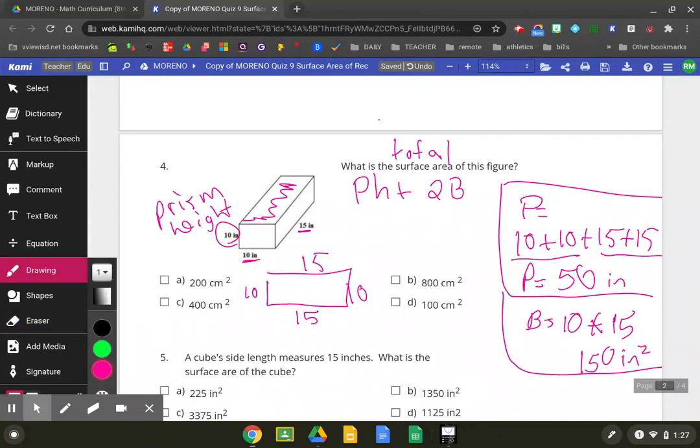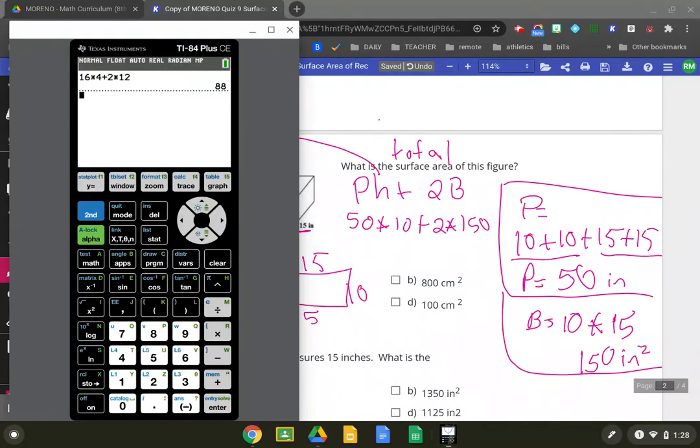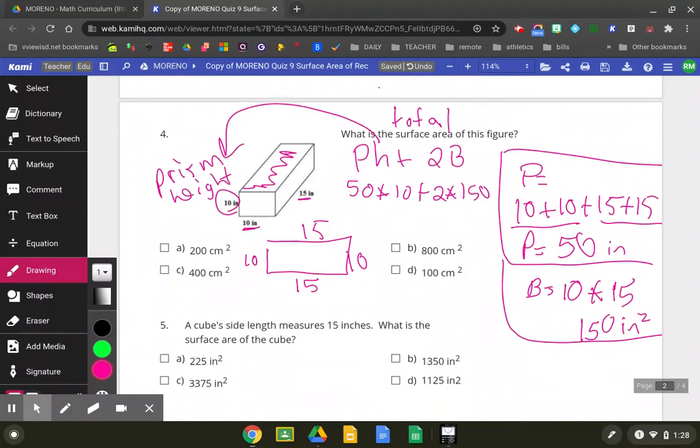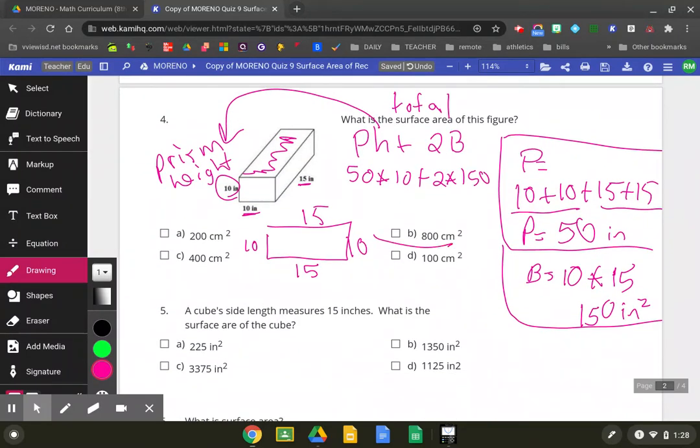We're ready to plug in. Big P is 50 times your prism height, which is 10, plus 2 times 150. Let's put that in the calculator: 50 times 10 plus 2 times 150. It comes out to 800. Letter B. All right, good.